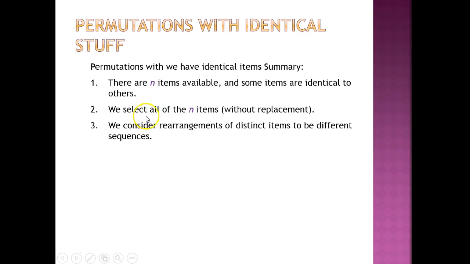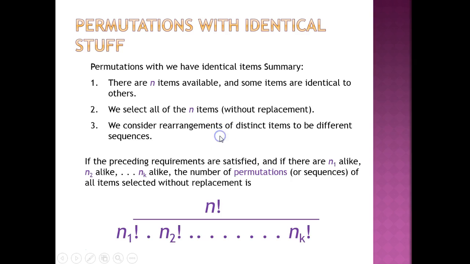So permutations, when we have identical items: there are n items available, and some items are identical to others. We select all of the n items without replacement. We are considering rearrangements of distinct items to be different sequences. Now, the formula for this looks intimidating, but it's really easy when I show you the example. It's n factorial over n sub 1 factorial, n sub 2 factorial, n sub k factorial. Again, the best way is to see an example.